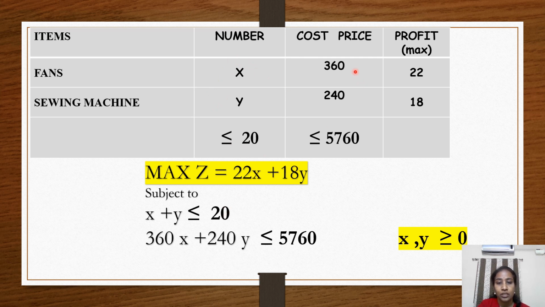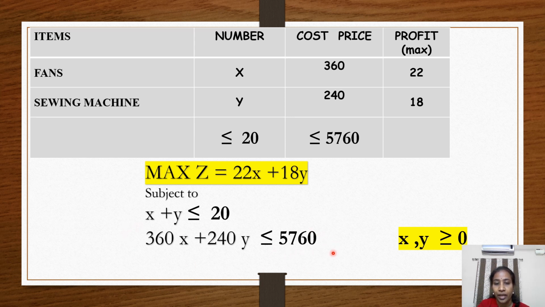And each fan costs 360 rupees. So the total cost of fans will be 360 into X. Each sewing machine costs 240 rupees for me. And the total cost price of sewing machines will be 240 into Y. So the total on the whole, the cost price will be 360 into X plus 240 into Y. So 360X plus 240Y is less than or equal to 5,760.